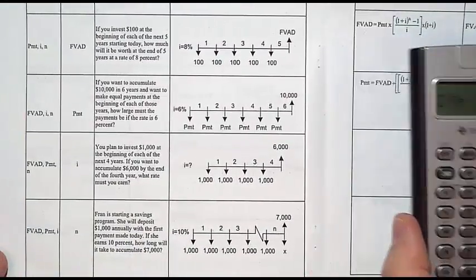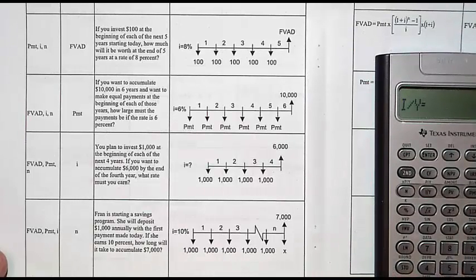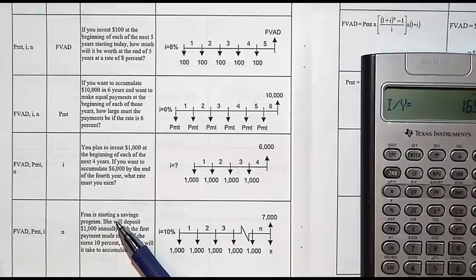Now let's look at the last structure. Future value is known, the payment is known, I is known, but we don't know N. Again, this is not one that we use very frequently, but here we go. Fran is starting a savings program. She will deposit $1,000 annually with the first payment made today. If she earns 10%, how long will it take to accumulate $7,000?